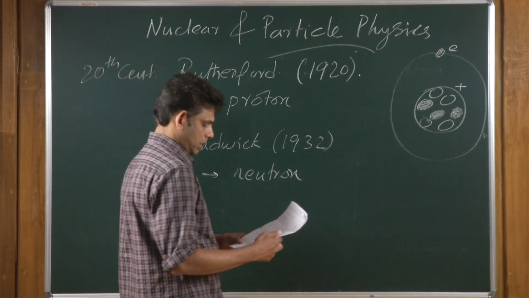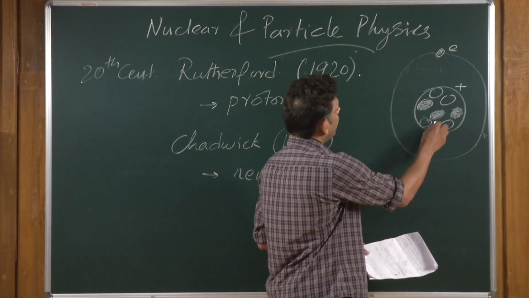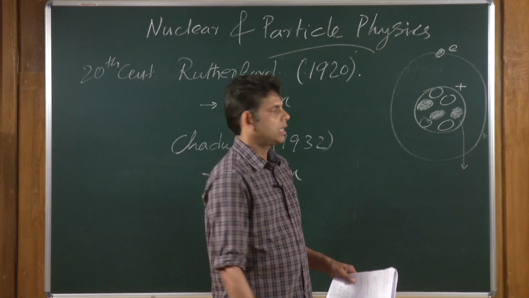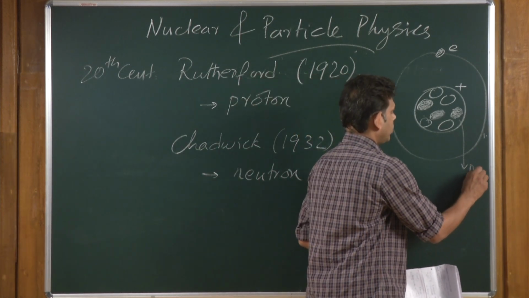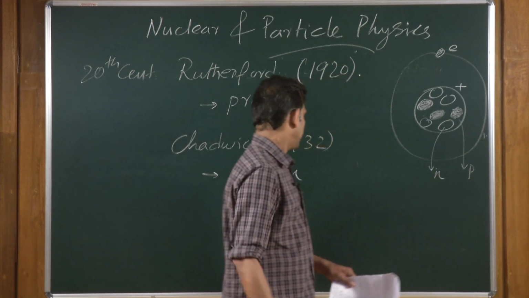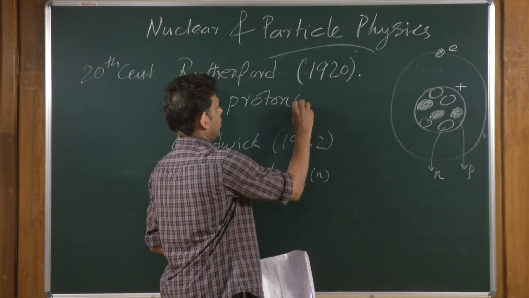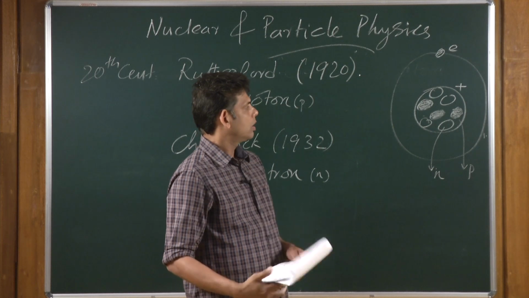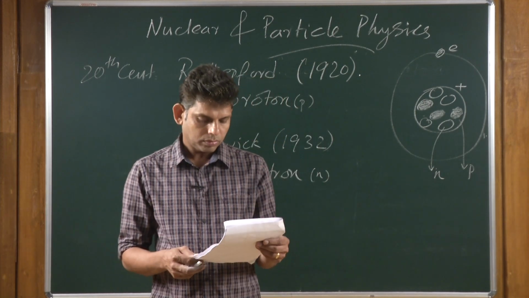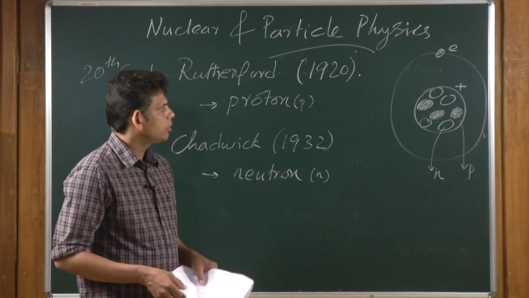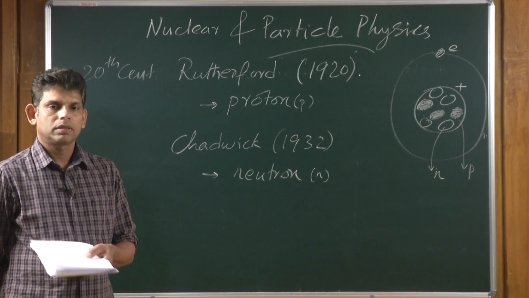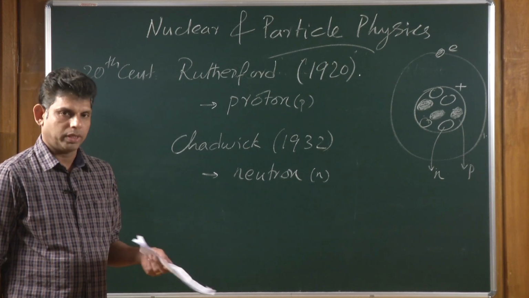So, in a sense, the way I have made this cartoon, we have the proton and neutrons, let me denote it by N, in the atom, the atomic nucleus. So, that is kind of the modern picture of the atom along with the quantum mechanics and the rules of quantum mechanics put in.